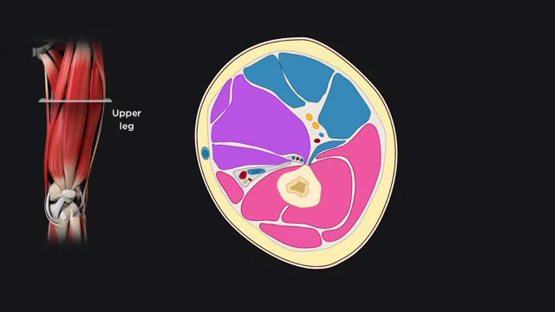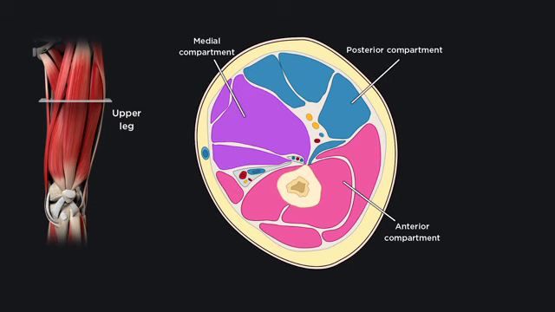Now let's generalize the functions of the various regions and compartments of the lower limb while we reiterate their nerve supply. Some gluteal muscles are laterally placed and abduct the hip, while others extend or rotate the hip. Those muscles are supplied by the sacral plexus nerves. The thigh has three muscular compartments: anterior, medial, and posterior.